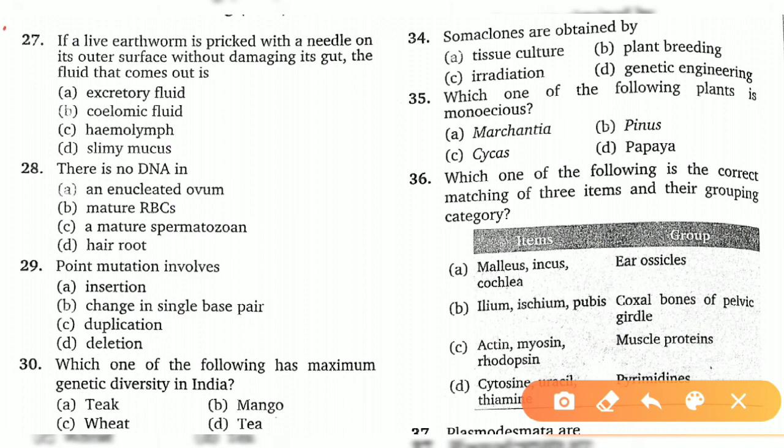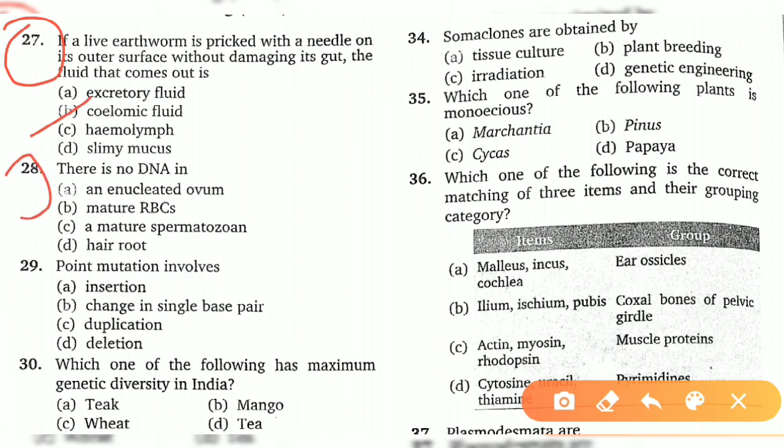Now 27th question. If an earthworm is pricked with a needle on its outer surface without damaging its gut, the fluid that comes out is excretory fluid, coelomic fluid, hemolymph or slimy mucus. So the answer is the coelomic fluid.